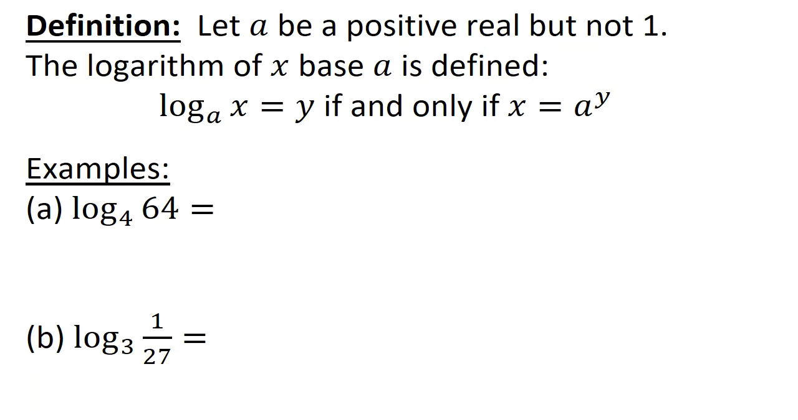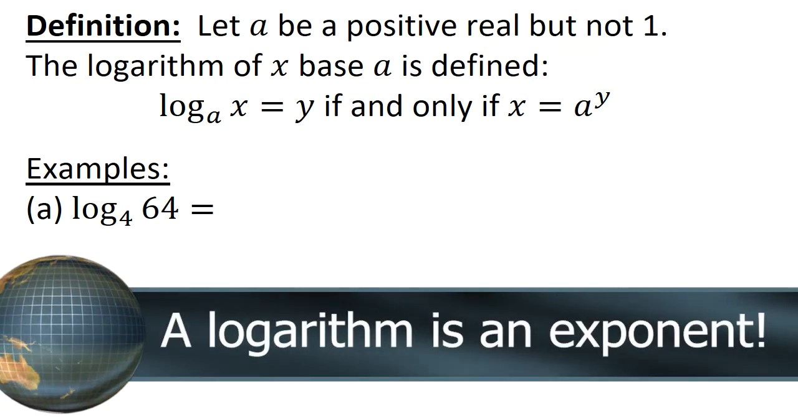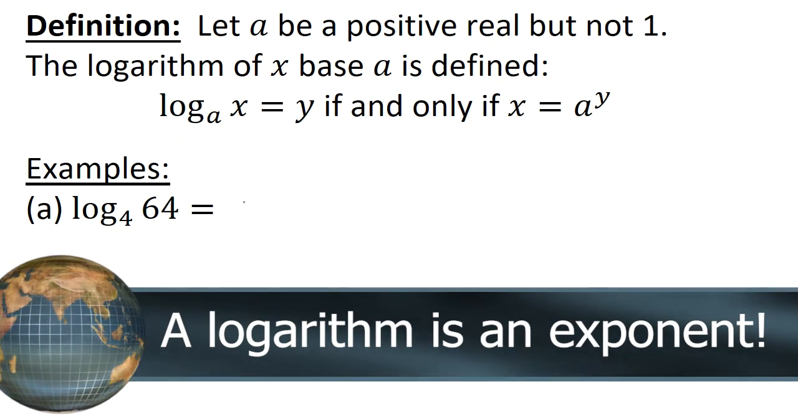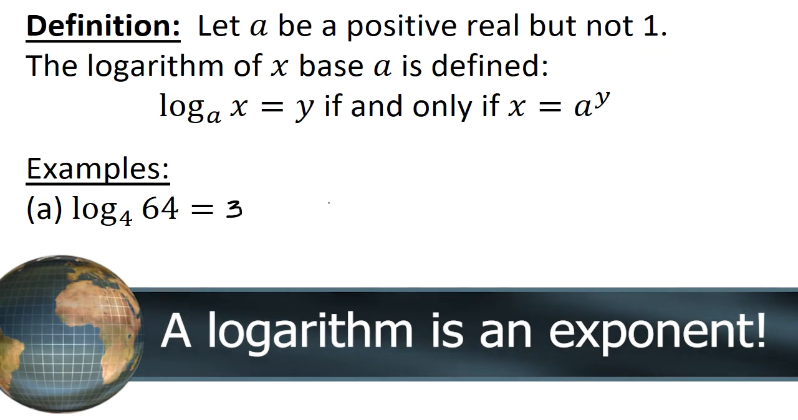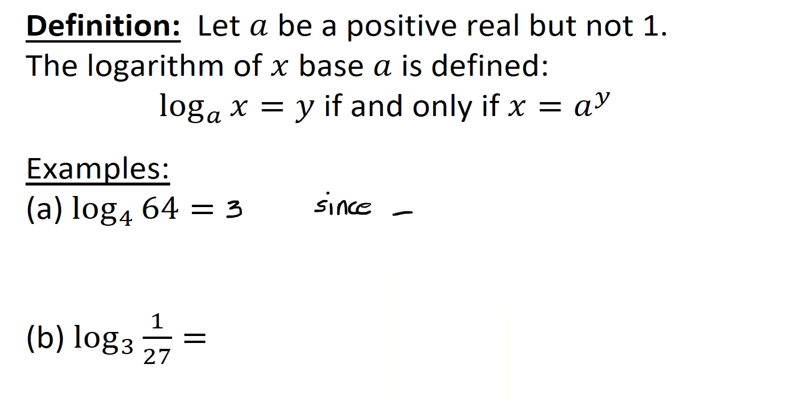So I want you to say this to yourself. A logarithm is an exponent. Say it. A logarithm is an exponent. So that means in this first example, log base 4 of 64 equals 3, since 4, which is the base of the logarithm, to the power 3, notice how the logarithm is the exponent, equals 64, the argument of the function. 64 is called the argument of the function.